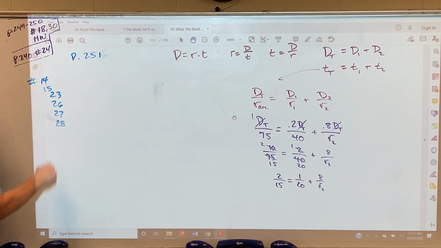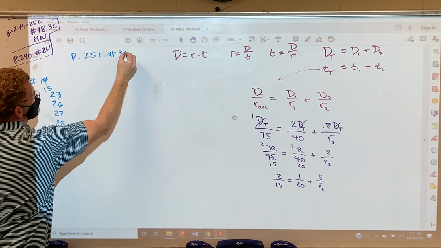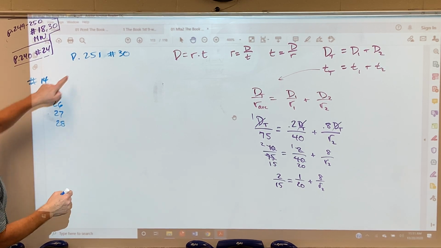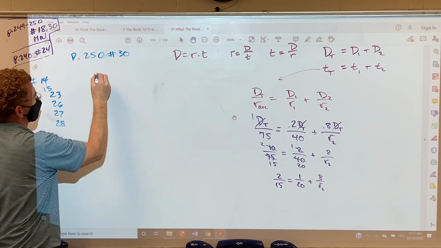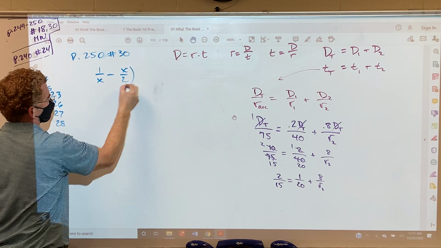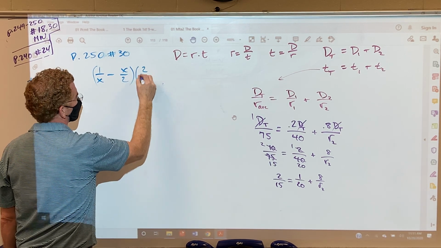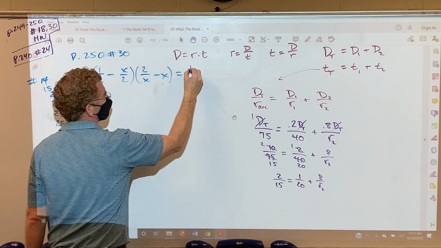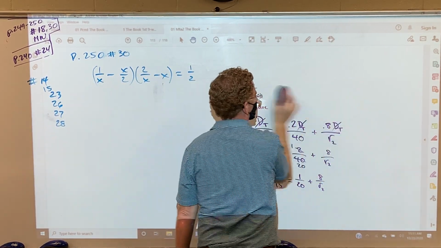Okay. I want to go back through that again. All right, so 251, we're looking at number 30. Is that right? Was it the work problem? Okay, no, you're talking about number 30 on, it's actually still page 250, but not the word problem. And it looks like this: 1 over x minus x over 2 in parentheses, 2 over x minus x equals, and then I'll erase the rest of this 1/2. So pretend you saw that question on your test.